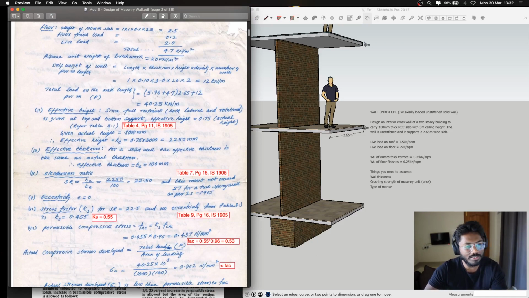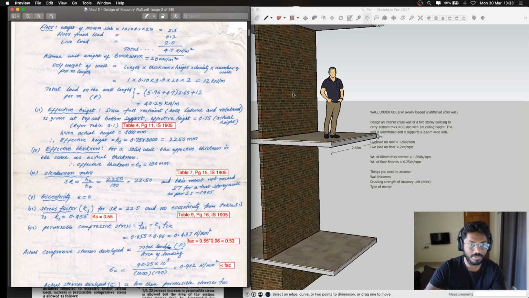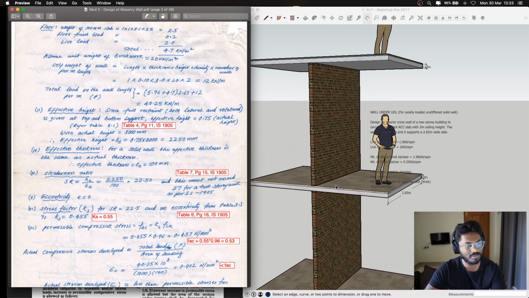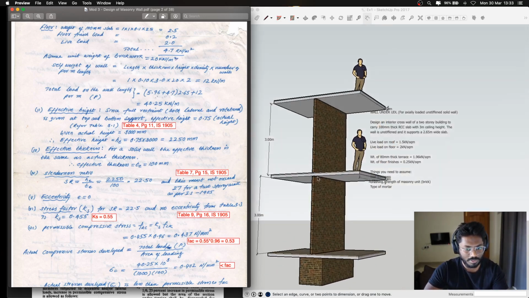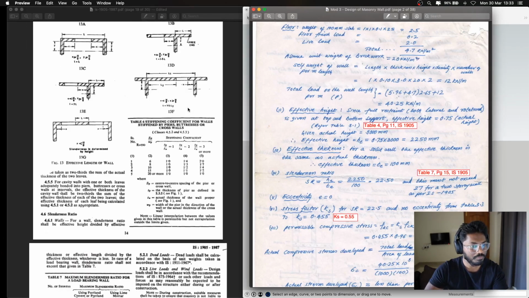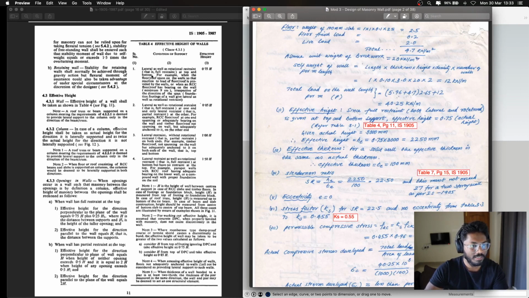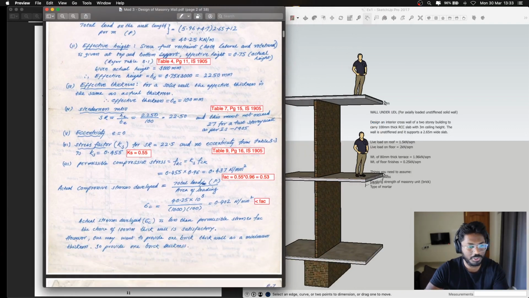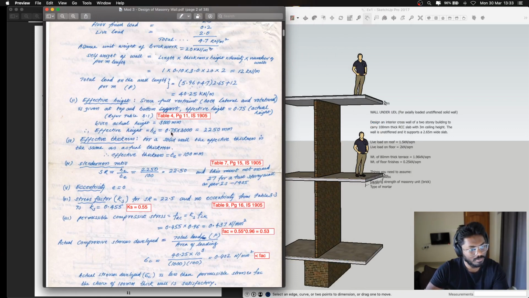The first thing you see over here is effective height. Since it is fully restrained, and we know that because there are two slabs on either side of the masonry wall, both on top and bottom, they are completely restrained. There is no lateral or rotational displacement on either side of the wall. Even on the lower levels, it's completely restrained. So if you go back to your code, in table 4, for lateral as well as rotational restraint, fully restrained at top and bottom, the effective height will be 0.75 times its clear height, 0.75 times h. The same thing has been done here, 0.75 times 3000 mm. The effective height will be 2250 mm or 2.25 meter.